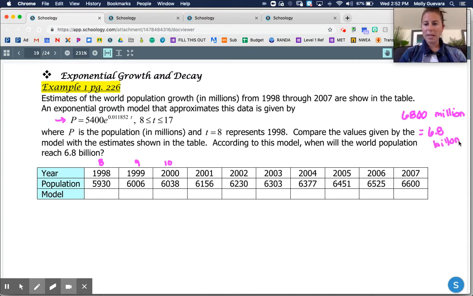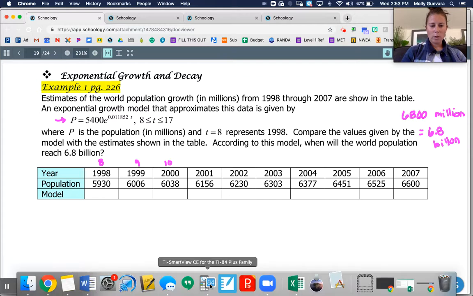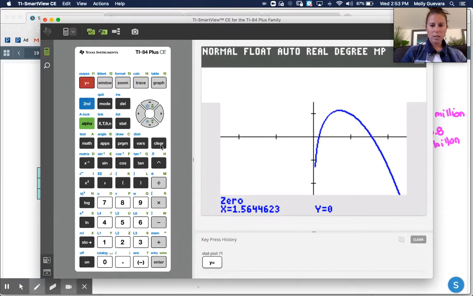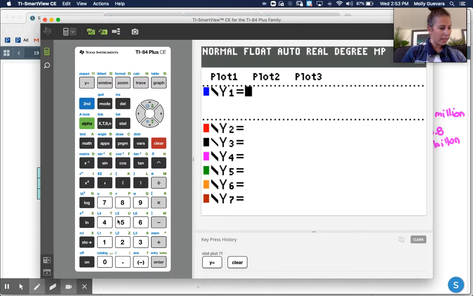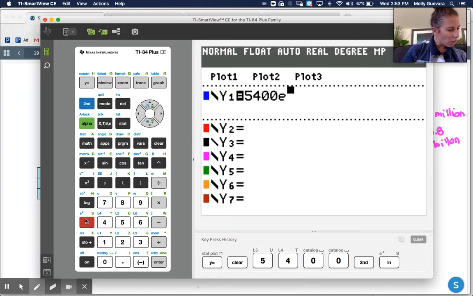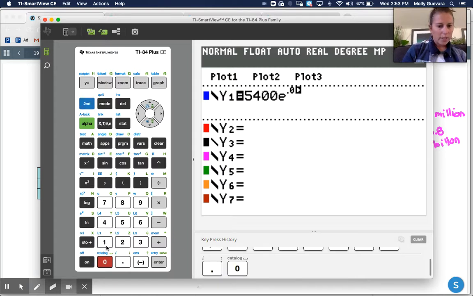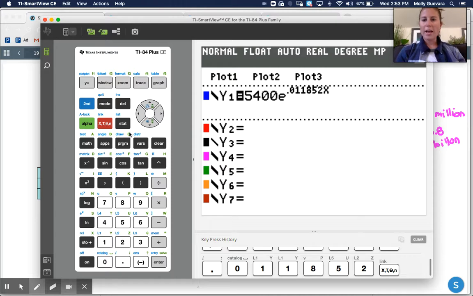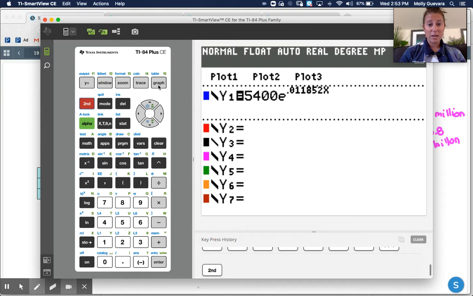Okay, so let's pull up our graphing calculator and graph this and then see what we get. I'm going to pull out my calculator and clear this out. And I'm going to go ahead and enter the equation. So 5,400 e to the 0.011852 x. Yep. Okay, now I don't really care what the graph looks like, so I'm going to go straight to the table because that's going to be the easiest way for me to see these values.